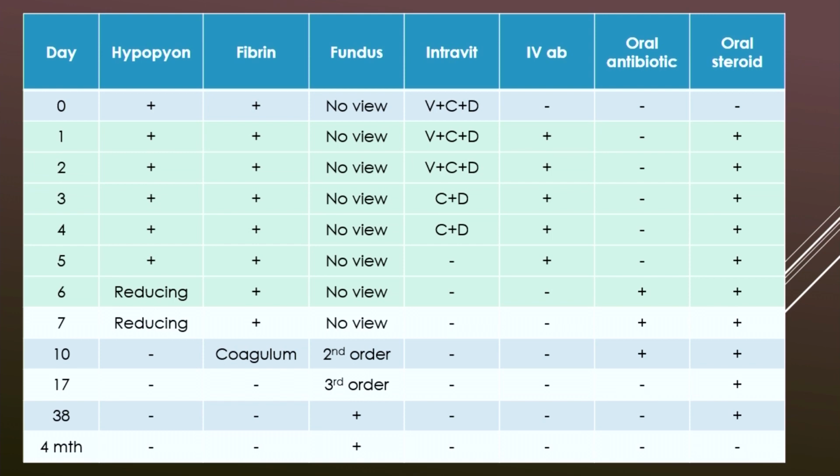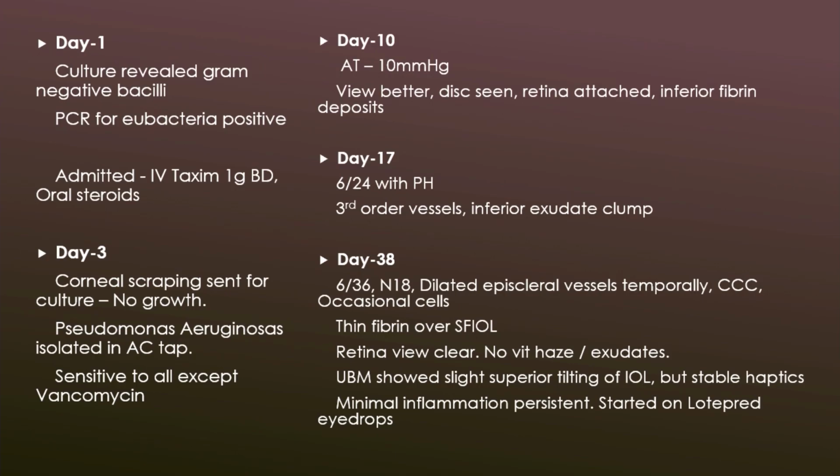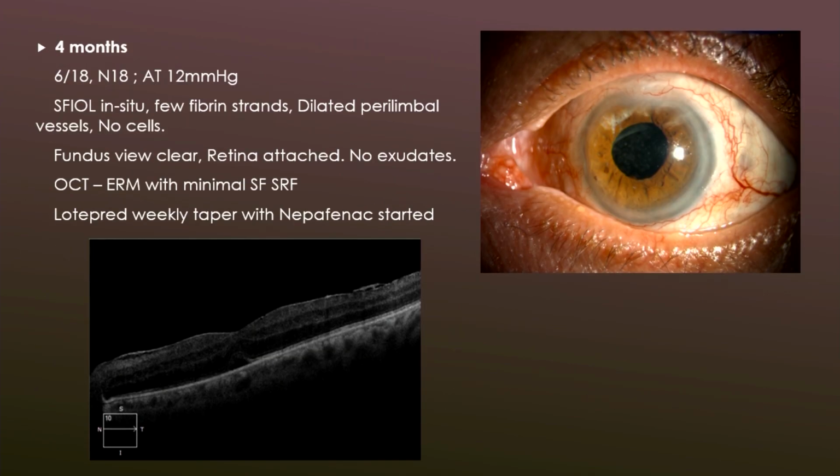The hypopyon was noted to start regressing from day 6 onwards, and the fibrin also started reducing since 10th day onwards. At 4 months from presentation, the vision of the patient had improved to 6/18. Near vision was N18. The pressures had built up to 12 millimeters of mercury.